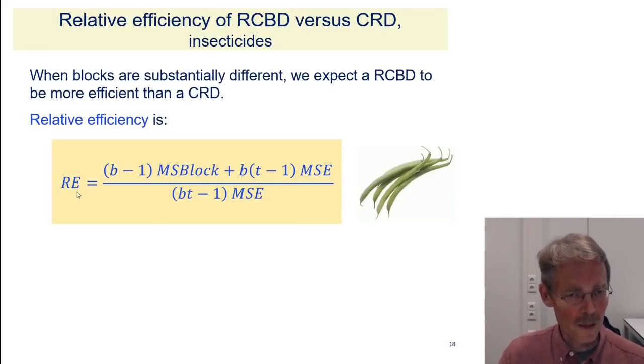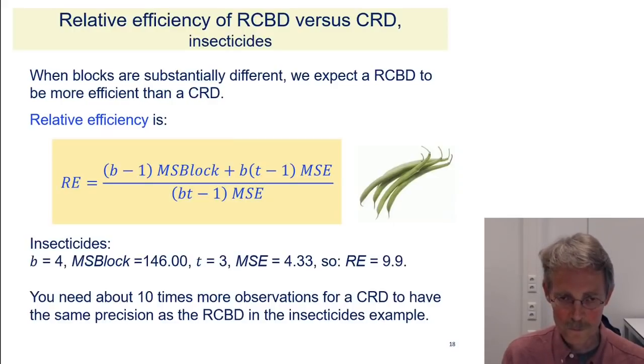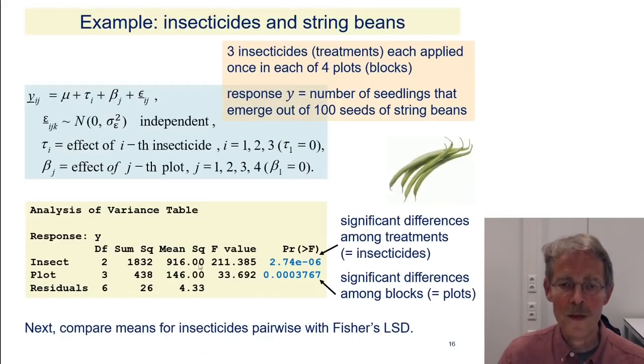First of all, how do you calculate this efficiency? B is the number of blocks, T is the number of treatments, mean square for blocks, mean square for error. You can pick them from the ANOVA table. You plug in the numbers, you calculate. Now, before I explain what this is about, let's calculate it first. So for the insecticides, you have 4 blocks, B is 4. You can pick your mean square blocks from the ANOVA table, 146. Let's have a look at that. This 146, okay?